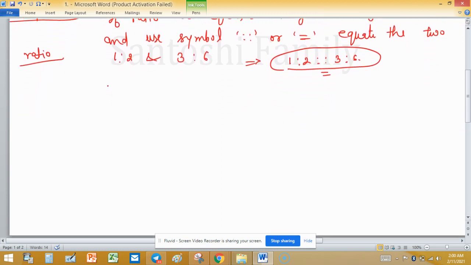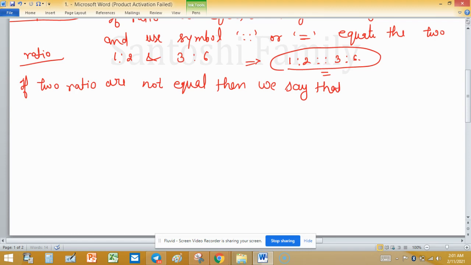If two ratios are not equal, then we say that they are not in proportion.